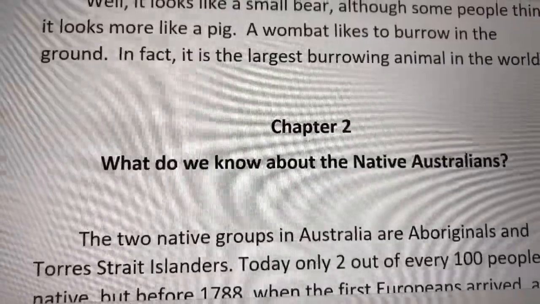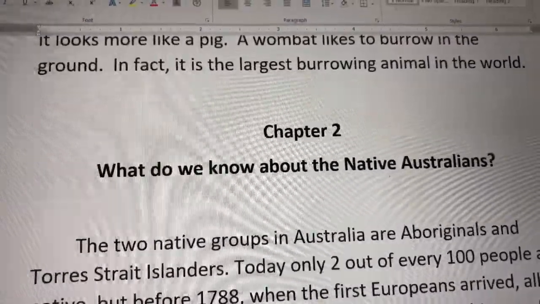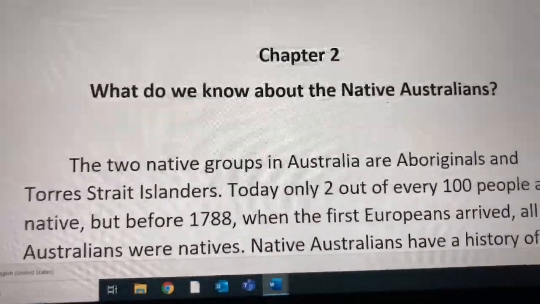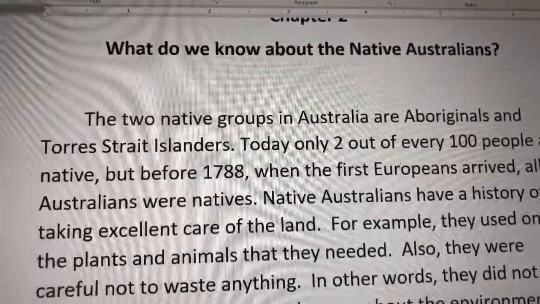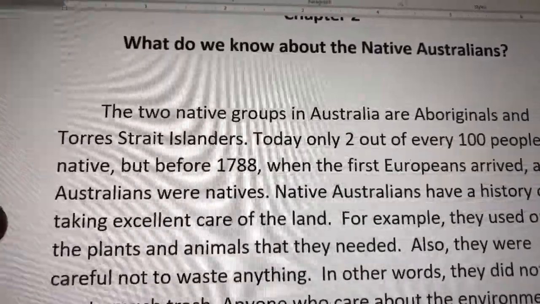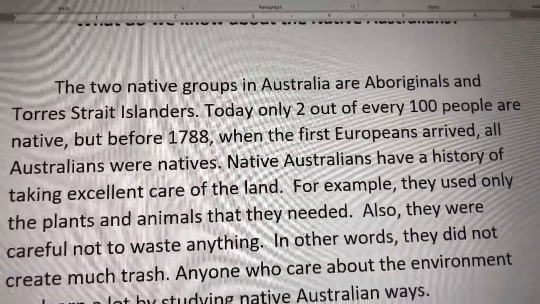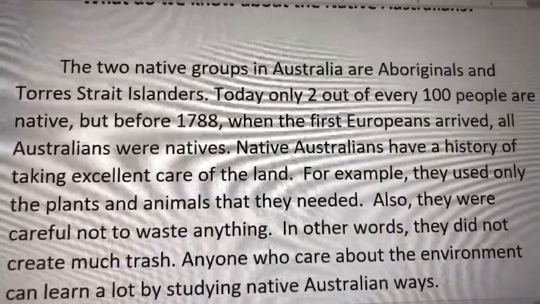Chapter 2, my second chapter, is about native Australians. And so I entitled it, What Do We Know About the Native Australians? The two native groups in Australia are Aboriginals and Torres Strait Islanders. Today, only 2 out of every 100 people are native. But before 1788, when the first Europeans arrived, all Australians were natives.